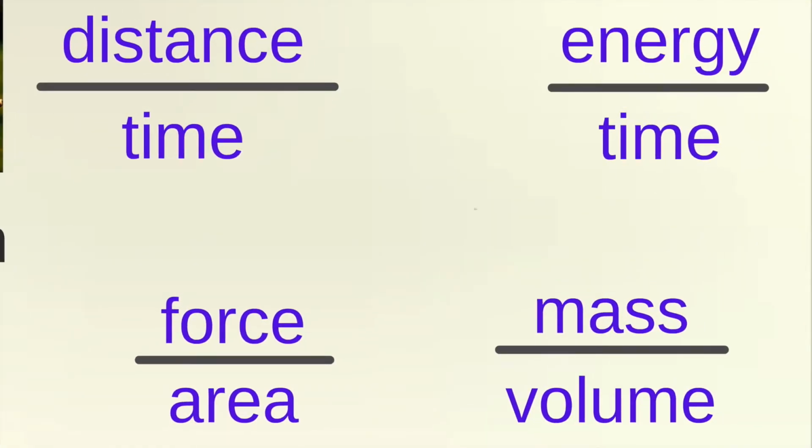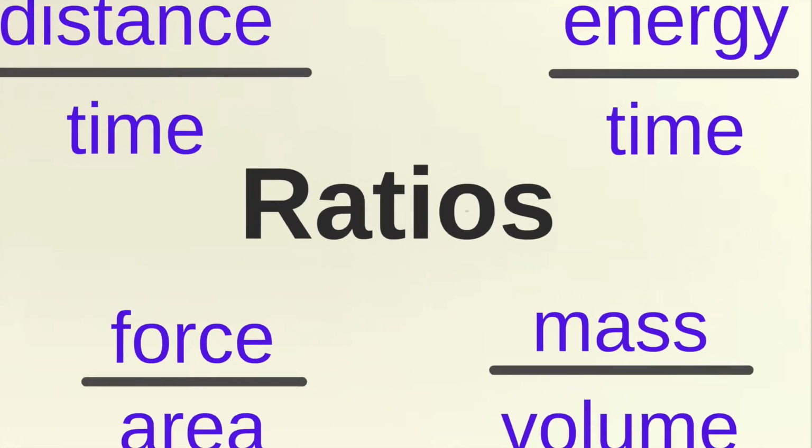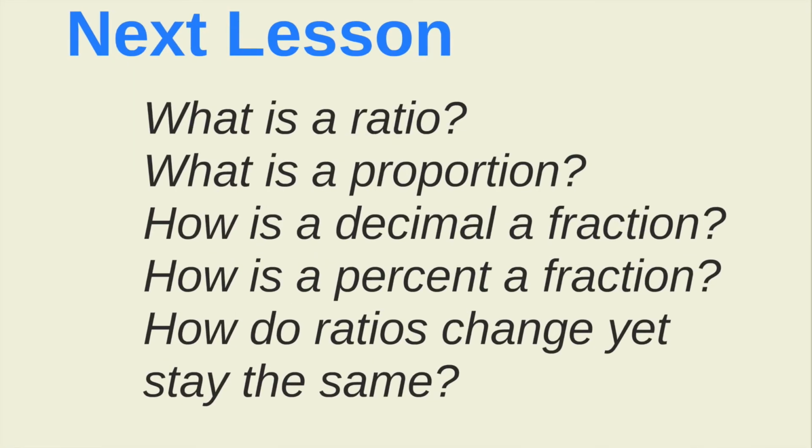Now, you might have gotten the point that many units in science are one unit per another unit, or a ratio. And there are many more examples that follow this pattern. This is why it's so important to understand ratios and really what they mean in order to understand what you're doing in science. In our next lesson, we're going to dive into what is a ratio and what is a proportion. And we're going to look at not just how to change a decimal to a fraction, but how a decimal already is a fraction, and how a percent already is a fraction. We'll also do some manipulation and look at how ratios change, but also stay the same.